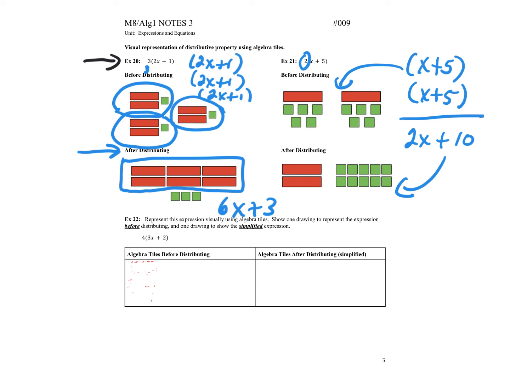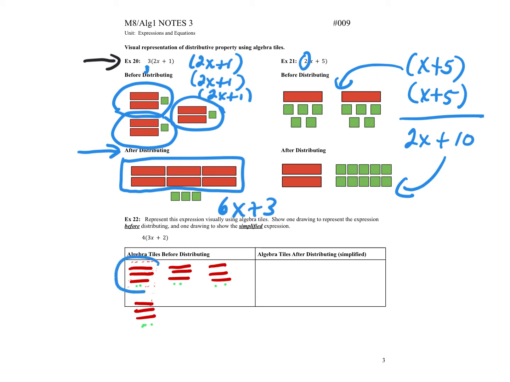Here we go. So let's see. 1, 2, 3. 1, 2, 3. 1, 2, 3. 1, 2, 3. And then 2, 1, 2, 1, 2. When you use dots, 1, 2, 1, 2. So that's before distributing it.